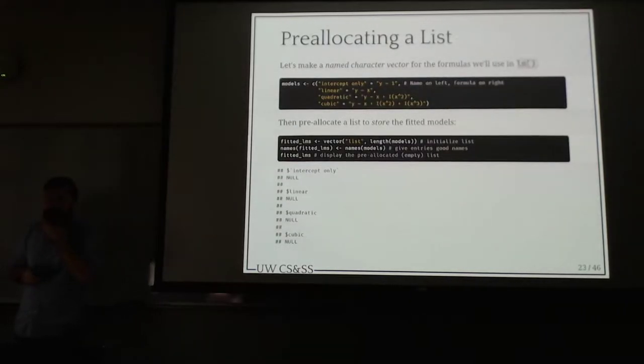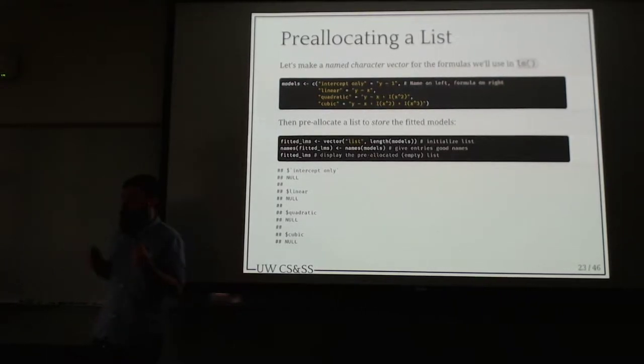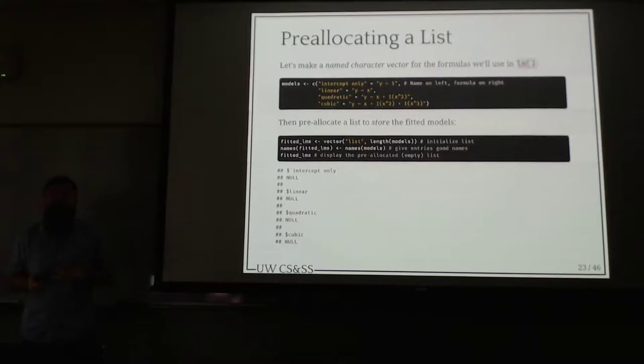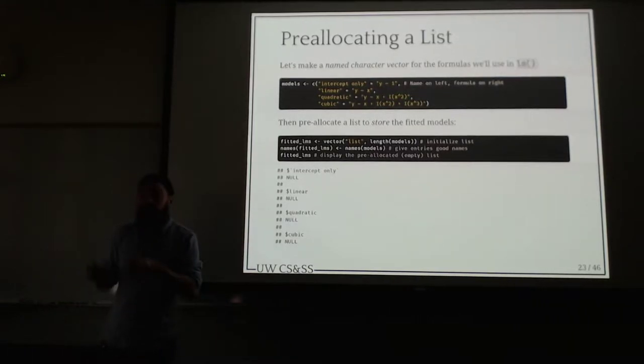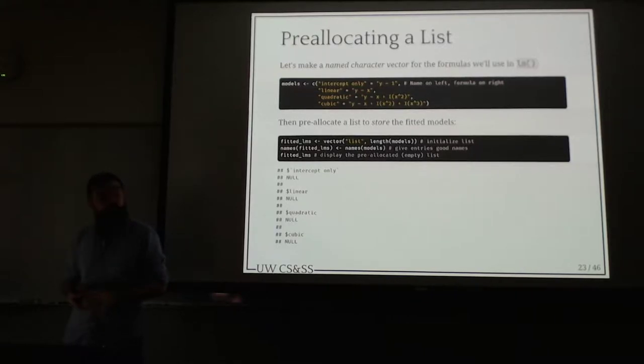So the first thing we need to do is actually run all these models. We could manually do four different LM calls and save the output of them and compare them all. But as an example, I'm going to do these LM calls using a loop. So the first thing I want to do is name off the actual models I want to run. The models that I want to run, I'm going to create a named vector.